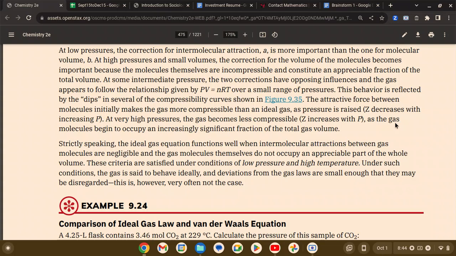Strictly speaking, the ideal gas equation functions well when intermolecular attractions between gas molecules are negligible and the gas molecules themselves do not occupy an appreciable part of the whole volume. These criteria are satisfied under conditions of low pressure and high temperature. Under such conditions, the gas is said to behave ideally, and deviations from the gas law are small enough that they may be disregarded. This is, however, very often not the case.